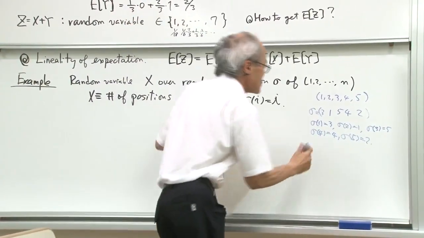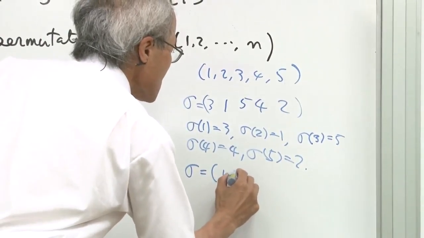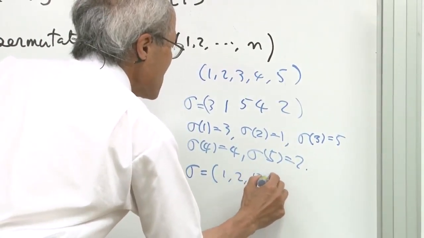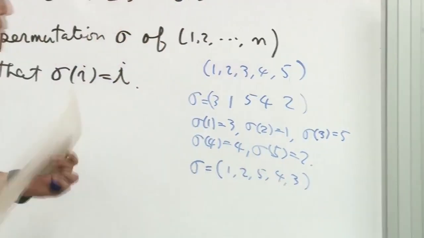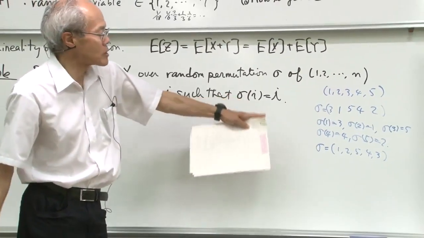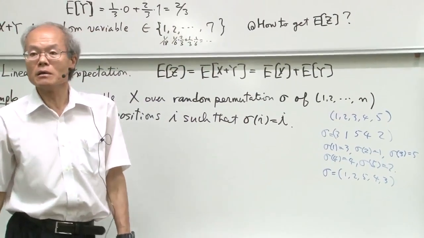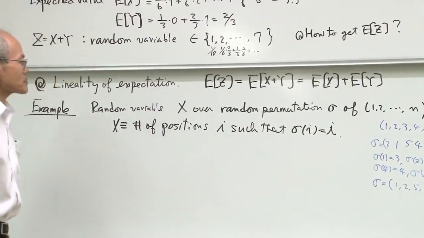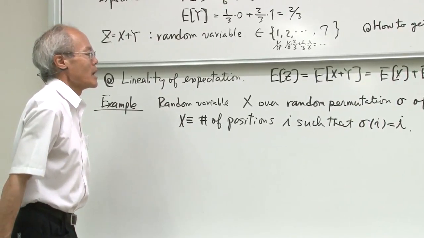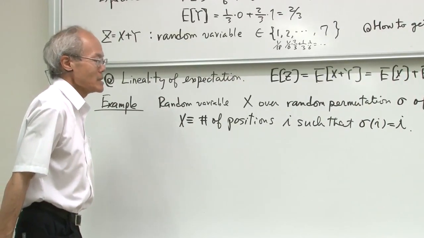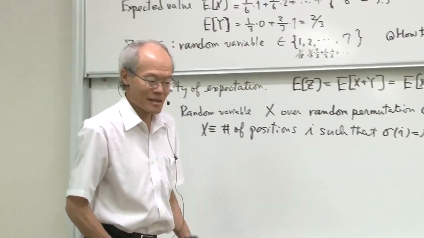If sigma is equal to 1, 2, 5, 4, 3, then the number of positions such that sigma i is equal to i is 3, namely 1, 2, 4. Okay? So x is the number of positions i such that the number does not change.